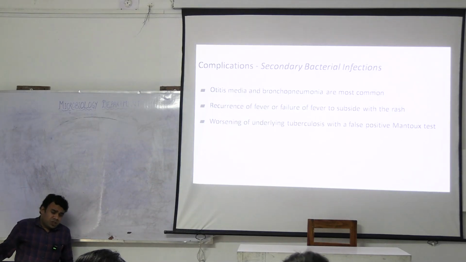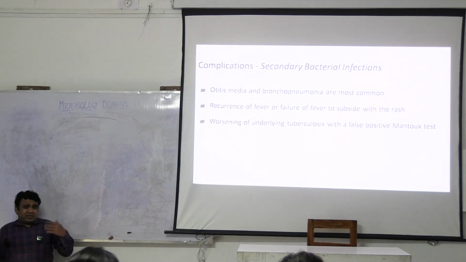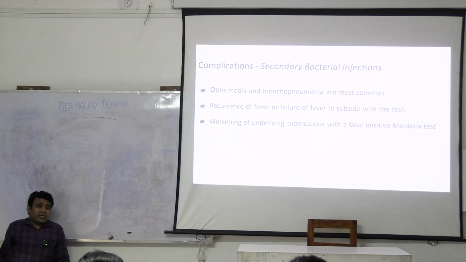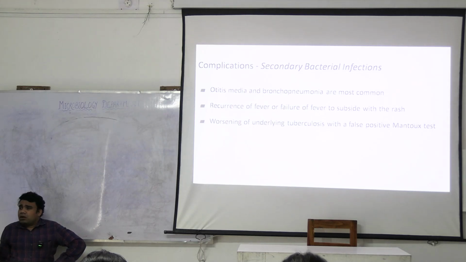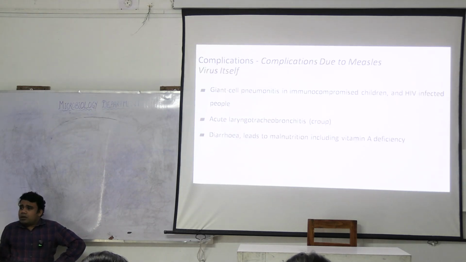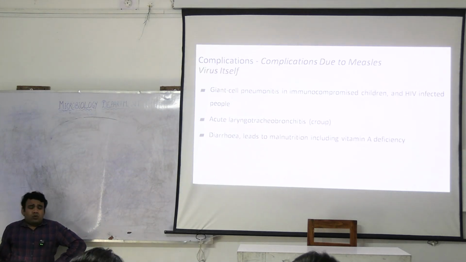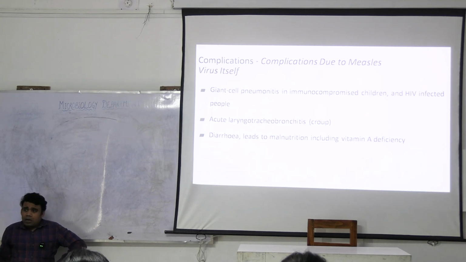These are much more complicated, especially in the setting of protein energy malnutrition. I am not going into the depth of protein energy malnutrition. Okay. Now, what could be the complications? Secondary bacterial infections of the skin, pharynx, respiratory tract, that is secondary bacterial pneumonia, and diarrhea because of the affection of the GI tract.